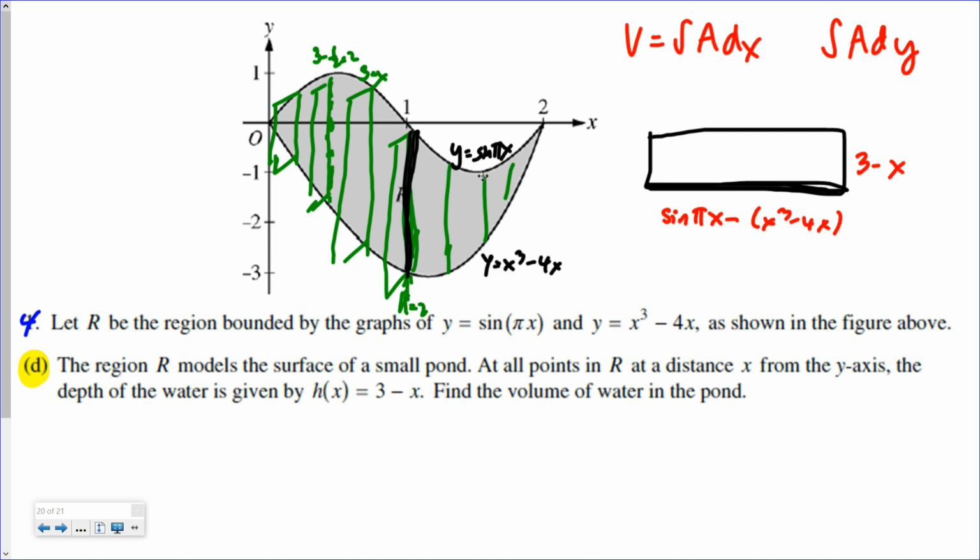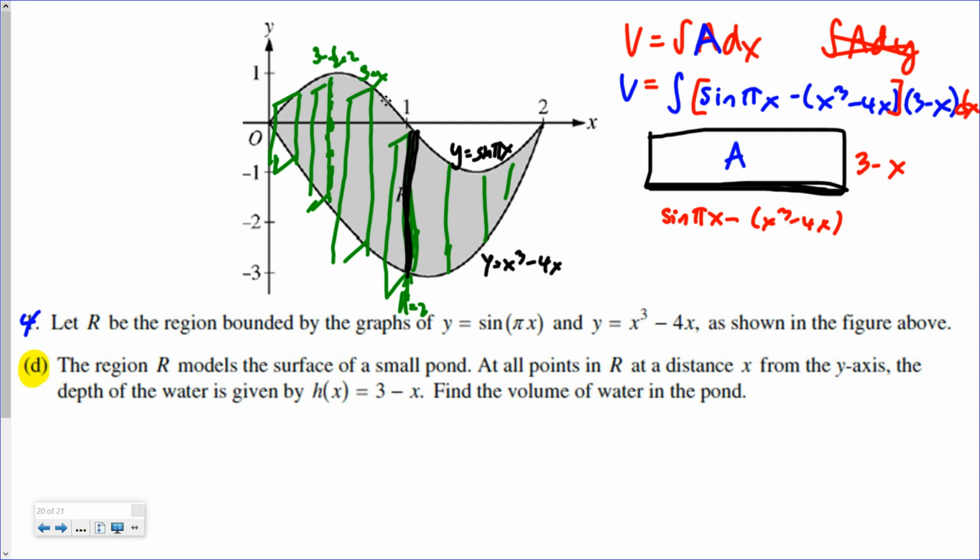And if we take a look at these lines we've drawn, the cross sections are perpendicular to the x-axis. These are the cross sections. So therefore, it is a dx problem, not a dy problem. And all we'll do here is we know what A is, the area of the cross section. So what is the area of this cross section? It is sine pi x minus the quantity x cubed minus 4x, this whole thing, times 3 minus x dx.